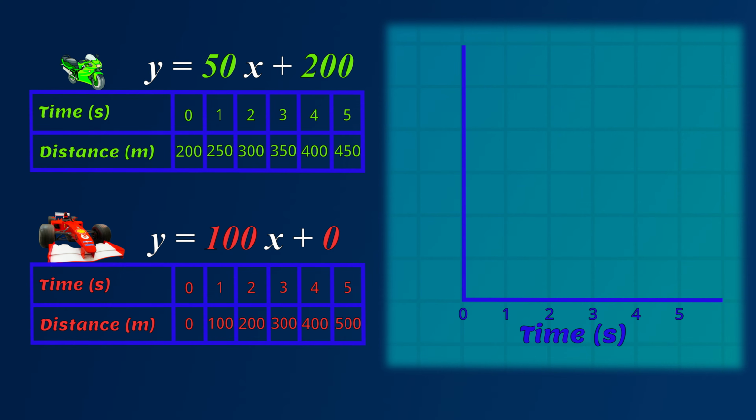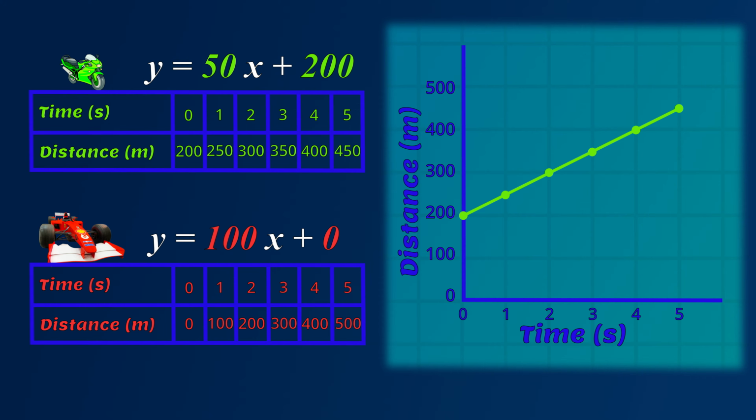Time goes on the x-axis. Distance goes on the y-axis. First, let's graph the bike. At 0 seconds, the bike is 200 metres. At 1 second, it's 250 metres, and so on. Then we graph the car. At 0 seconds, the car is 0 metres. At 1 second, it's 100 metres, and so on.